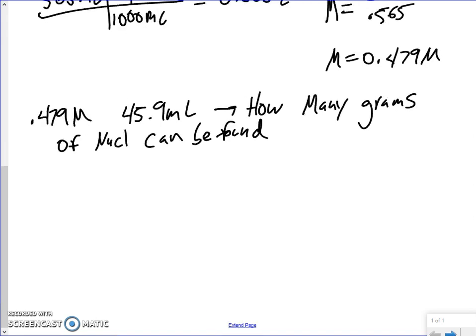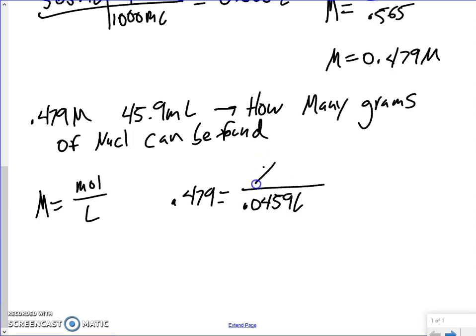So what do we do about this? Well, let's go back. Molarity is just an equation. Moles over liters. We know molarity is 0.479. We know our volume is 0.0459, because I just converted that to liters, over X moles. Okay. Well, we're trying to find grams. If we find moles of sodium chloride, could we find grams of sodium chloride? Well, yes. Yes, we could. We know how to do that.